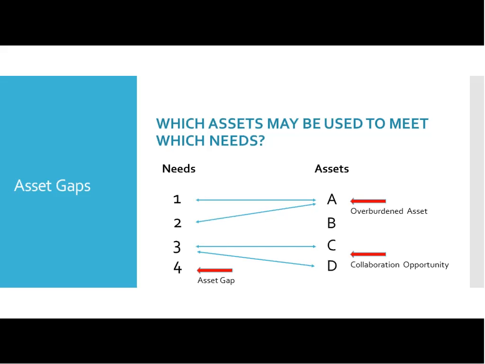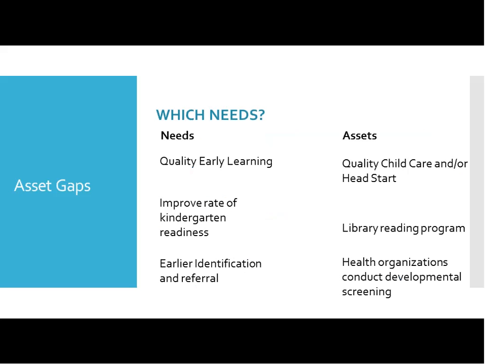Last, you'll see that asset B is by itself, it's an asset that doesn't have a need. So is it a surplus? Can you repurpose it? Can you look at it another way that it might actually become valuable to the community and to meet some needs? So again, just the four particular relationships that I've been looking at are overburdened assets, collaboration opportunity, an asset gap, and surplus assets which you might repurpose.